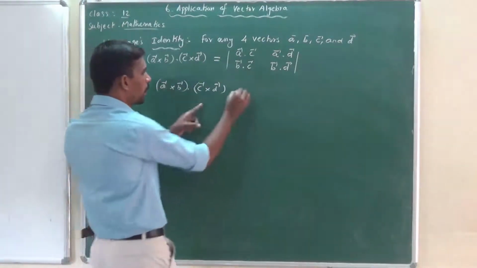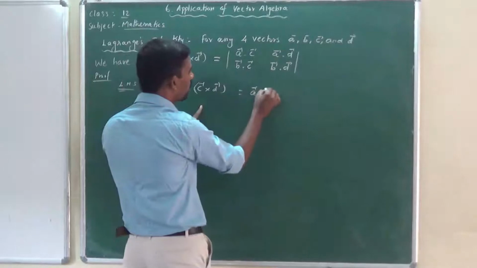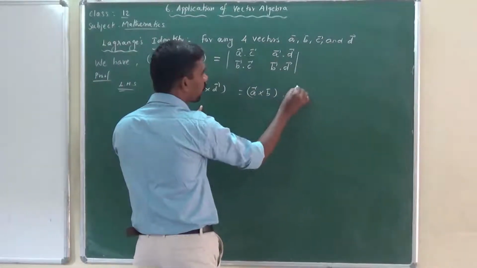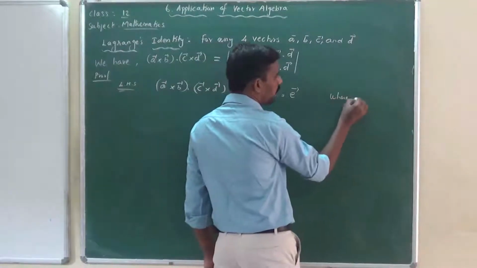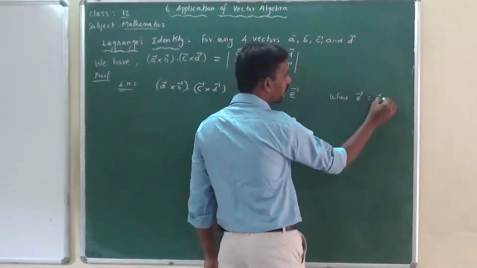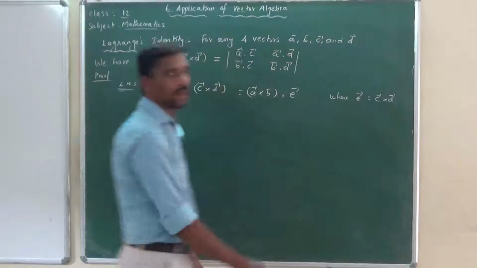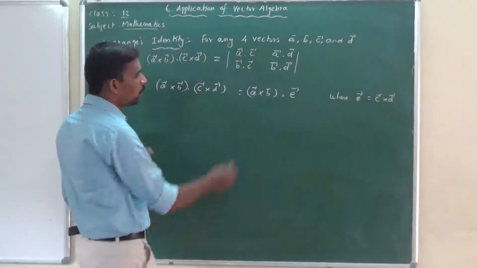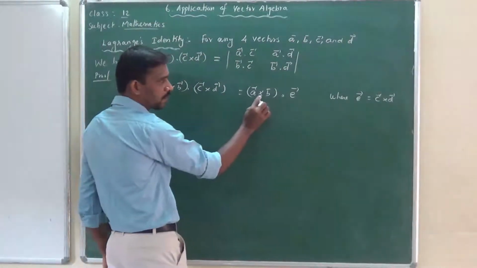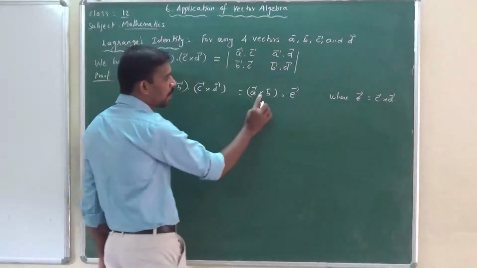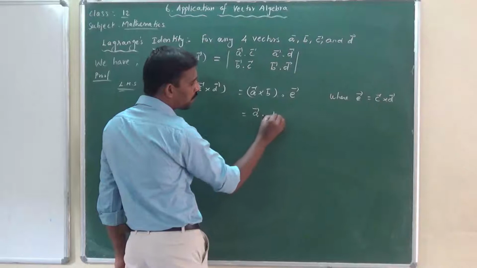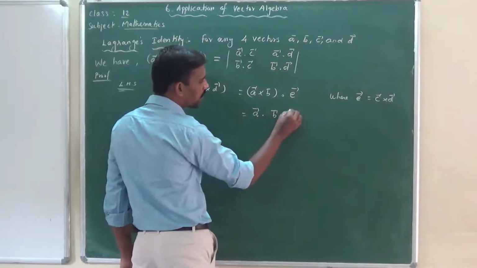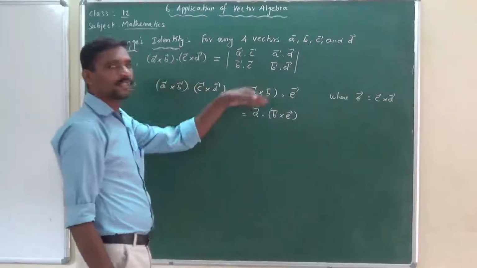I took here (a vector cross b vector) dot e vector, where E vector is nothing but C vector cross D vector. Now, this is one cross, one dot, isn't it? Cross one, dot one. I can interchange like this: one dot, another one cross, B vector cross E vector. I can interchange this one.